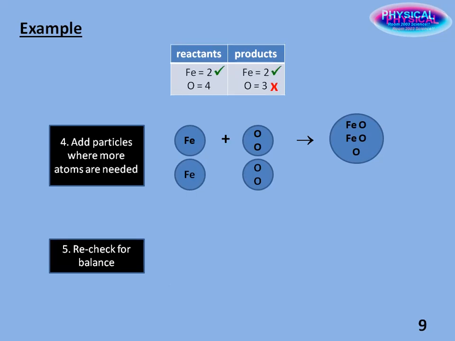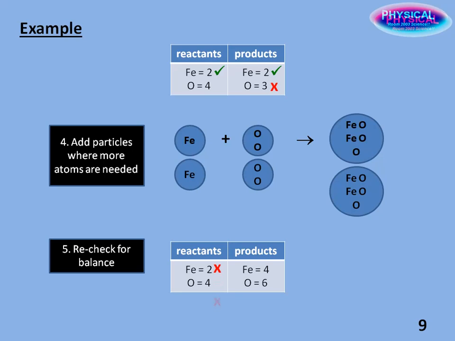All right, so at the top of this slide, we see the same check table that we had on the previous slide. I'm low on the reactant side with oxygen. Unfortunately, according to the law of conservation of matter, I have to add an entire iron oxide particle. So I can't just add 1 oxygen. I have to add a particle containing 2 irons and 3 oxygens. Let's recheck for balance.